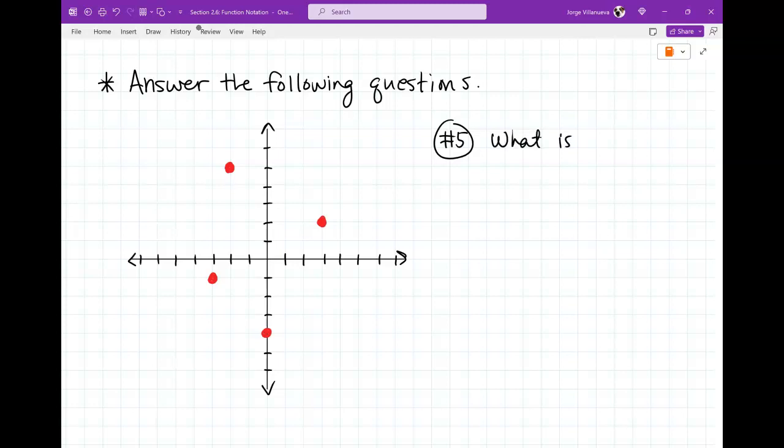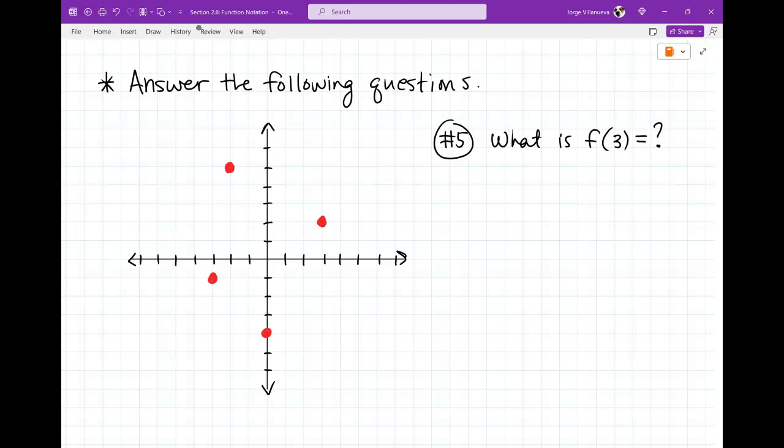What is f of 3? What is f of 3 equal to? In other words, I'm plugging in an x. What is it supposed to give me? The y, right? It gives me the y. Every time I plug in the value to the function, it gives me the y value.